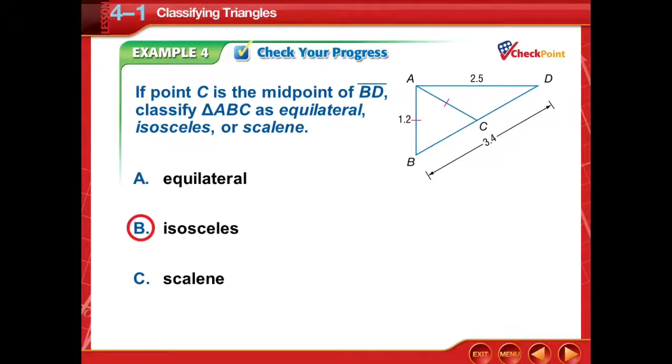Now we can see that this example uses things that we have already learned. For example, it says that C is the midpoint. That means that BC is half of BD, which means that this will be 1.7. Well, 1.7 for segment BC is not equal to 1.2, but since this has a tick mark and this has a tick mark, I know that at least two sides are congruent. Since this is 1.7, it is not equilateral, it is isosceles.